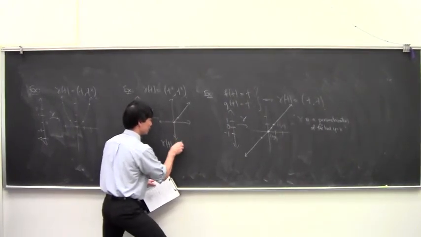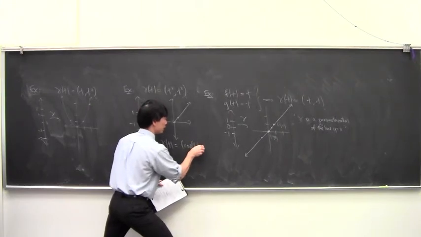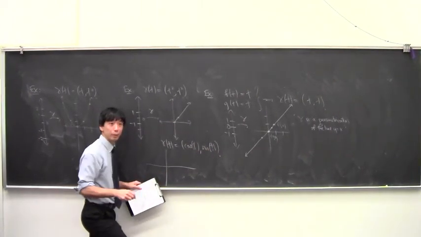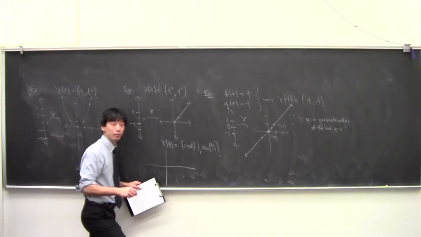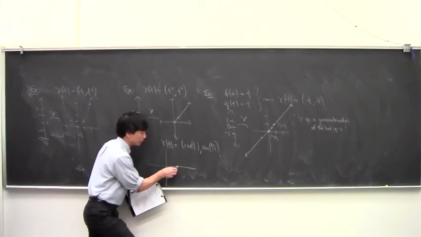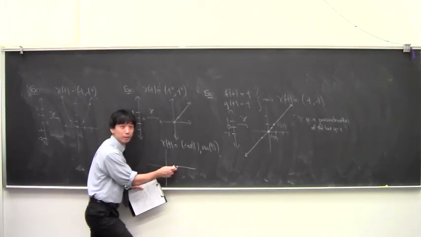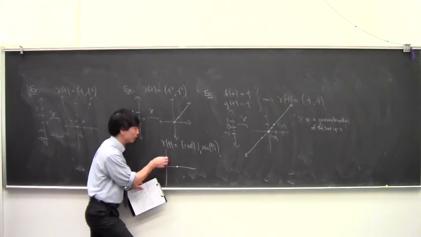If I had something like this, cosine t, sine t. Where are we at time 0? We're at cosine 0, sine 0. Where is that? It's actually 1, 0. So at time 0, we're here. What about at time pi over 2? We'll get cosine pi over 2, sine pi over 2, which is 0, 1.